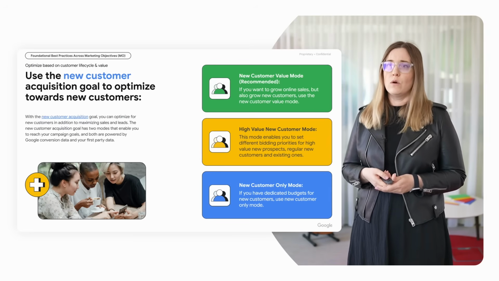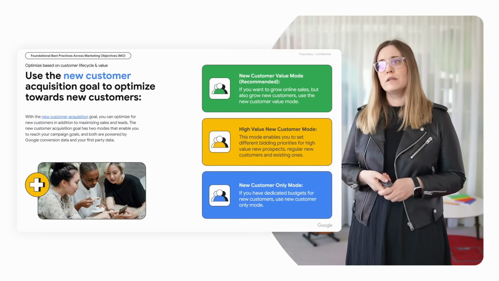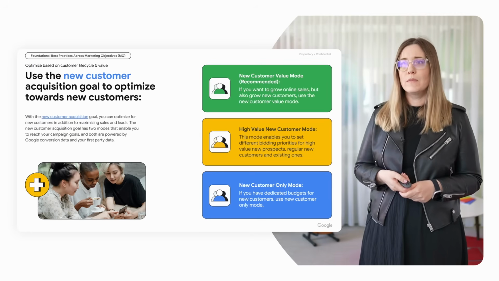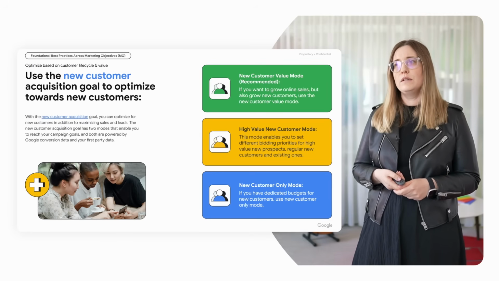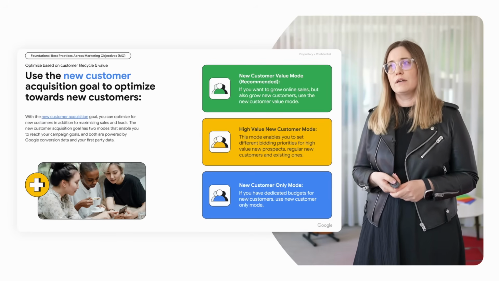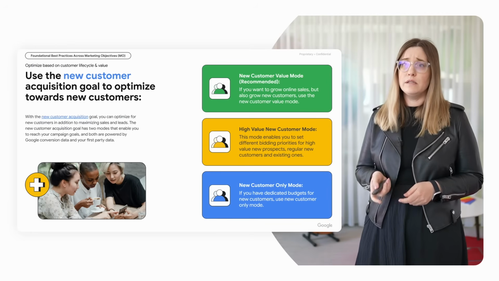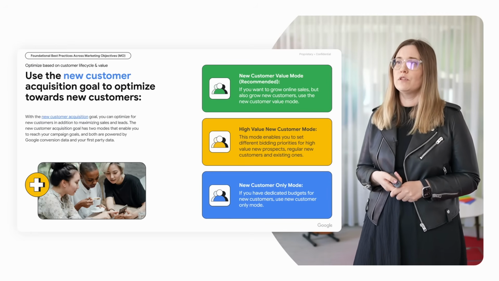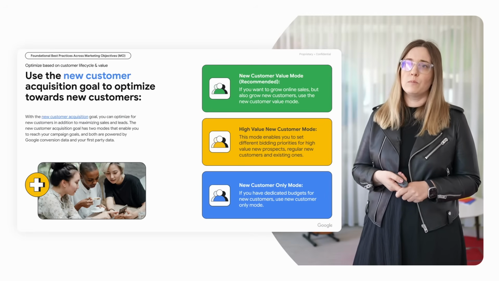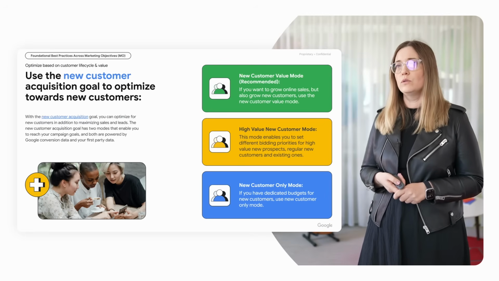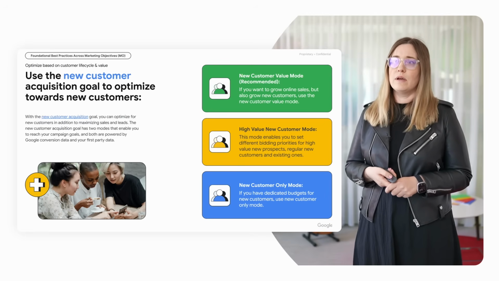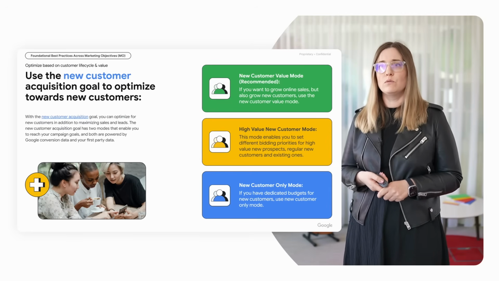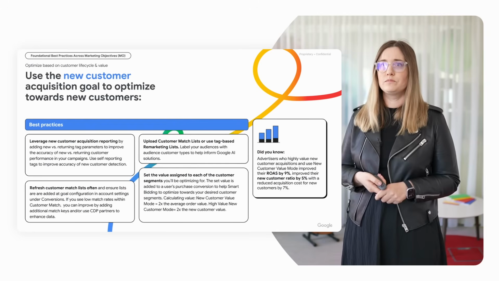That's why we highly recommend using the new customer value mode and high value new customer mode, which allow you to optimize towards your regular new customers or high value new customers in addition to your existing ones. This mode enables you to set different bidding priorities for each customer bucket. Using new customer acquisition goals and smart bidding together enables you to leverage Google AI to make real-time predictions for users likely to convert. This approach maximizes your volume or value returns without constraining budgets to new or existing customers.